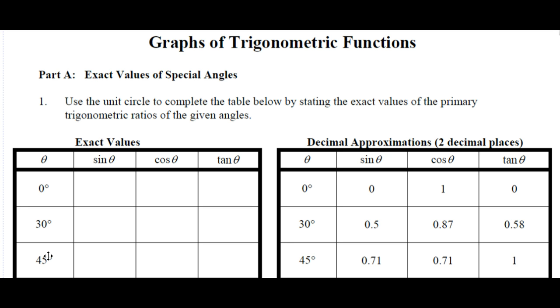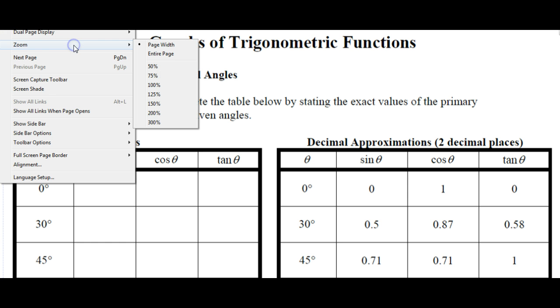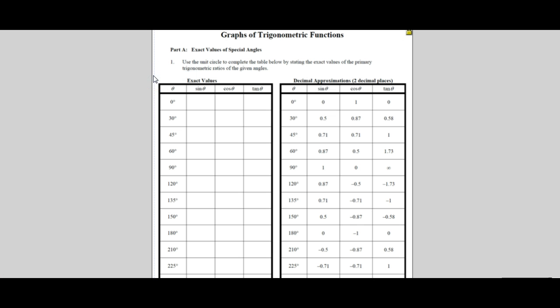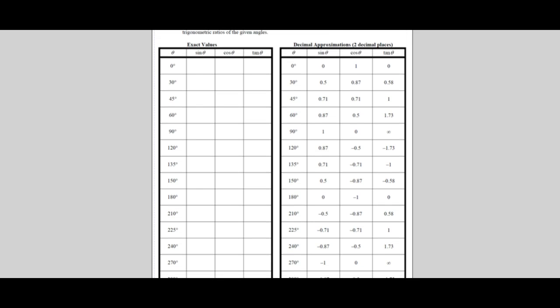Use the unit circle to complete the table below by stating the exact values of the primary trig ratios of the given angles. So I'm going to shrink this thing down so we can, let's say 75%, maybe a little, almost fit it in. So we have exact values, right? So let's just fill in the exact values.